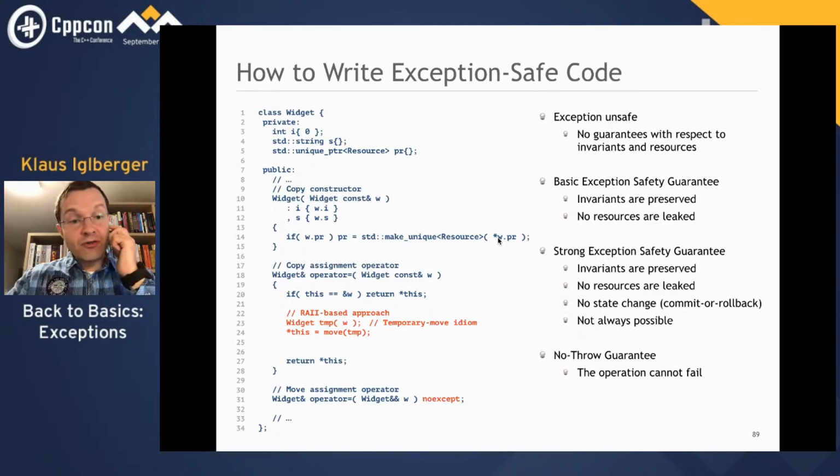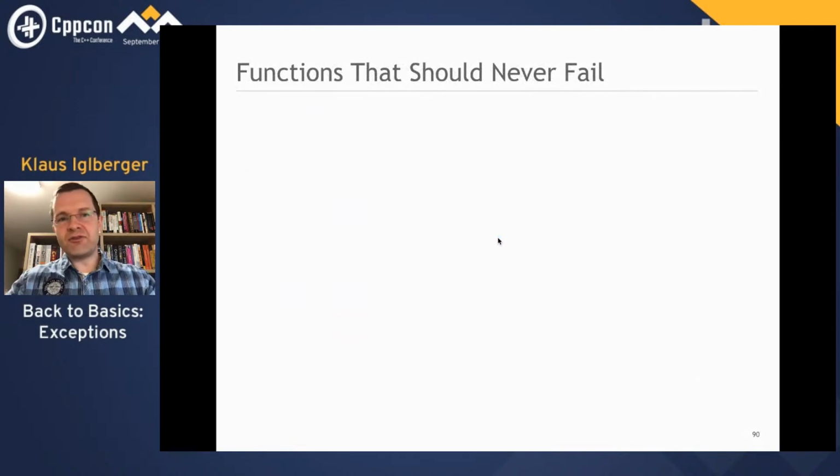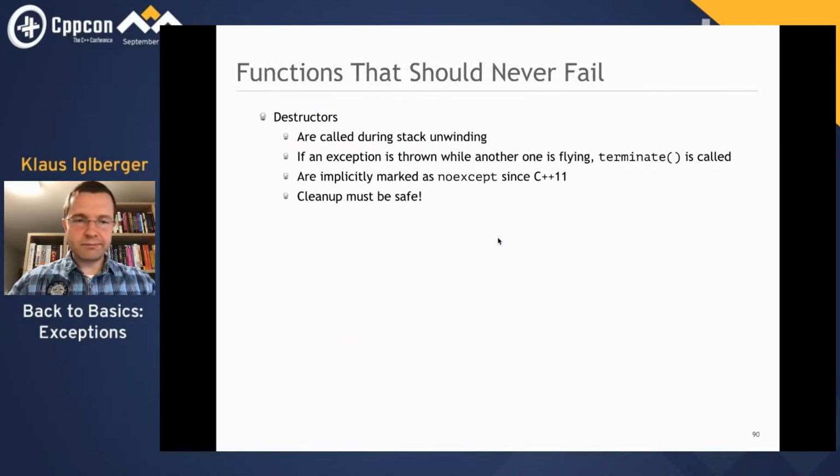There are, in fact, a couple more functions that are not supposed to fail, move just being one of them. The most prominent function that must not fail, or should not fail, to weaken it a little bit, is the destructor. Destructors are an integral part of this entire game because they are called during stack unwinding. If a destructor could fail, if it could throw an exception during stack unwinding, when another exception is obviously already flying, then we would again fail completely.